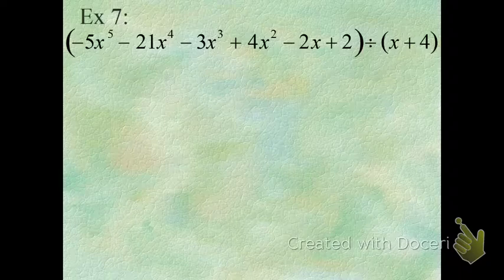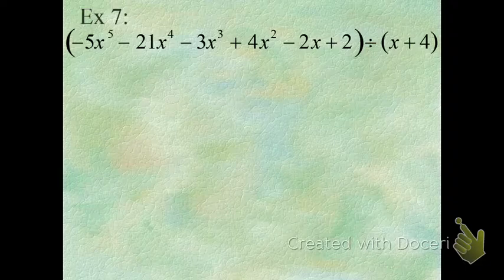Okay, now we have negative 5x to the 5th minus 21x to the 4th minus 3x cubed plus 4x squared minus 2x plus 2. We're going to divide all of that by x plus 4. The first thing we're going to look at: is this in descending order? Does it have any missing terms? No, it doesn't. So it is in descending order, no missing terms. We are good to go.